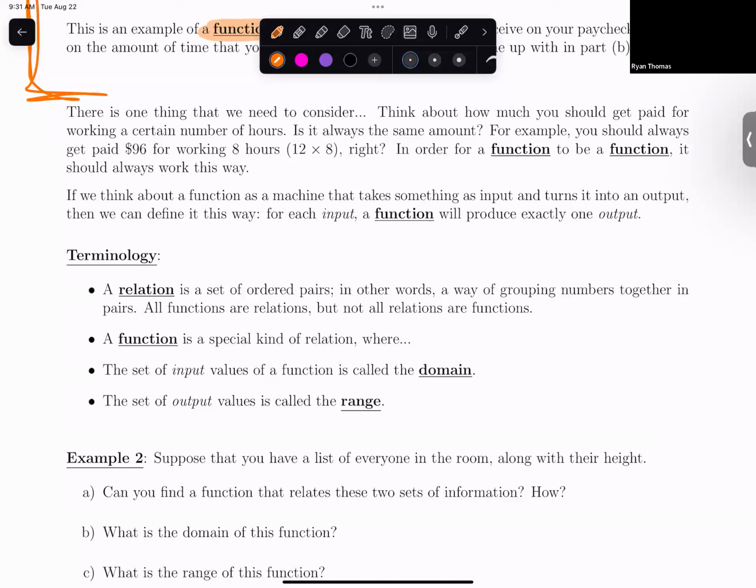So a function is a special kind of relation where one input always pairs or matches one output.